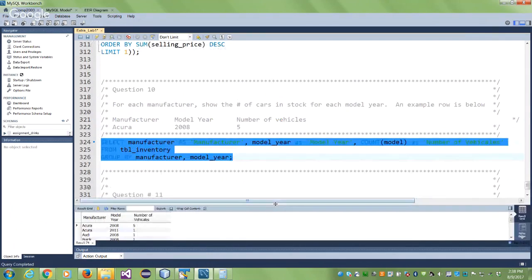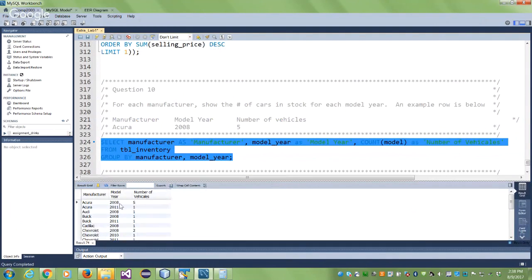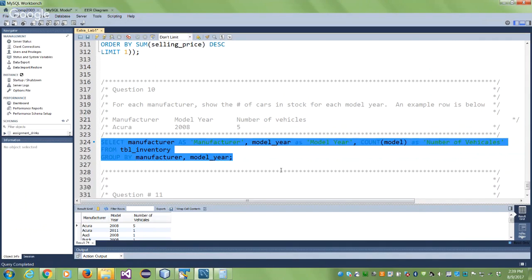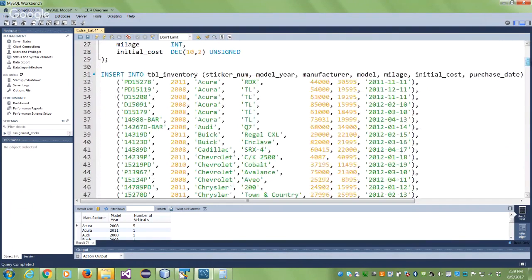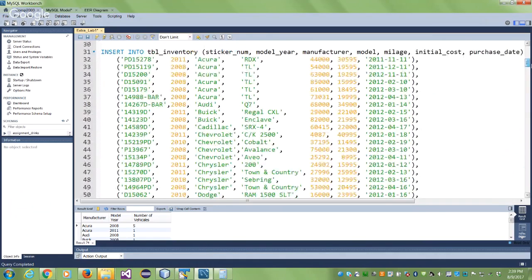Okay, so Acura, we have 3 model years and 2, sorry. And then number of vehicles 5, and yep, looks right. And then we have a Buick and then a 2008 and 2011, and then a 1 and 1. So they're showing properly. Let's check for Acura, right? Acura 2008 has 5. Okay, 1, 2, 3, 4, 5.